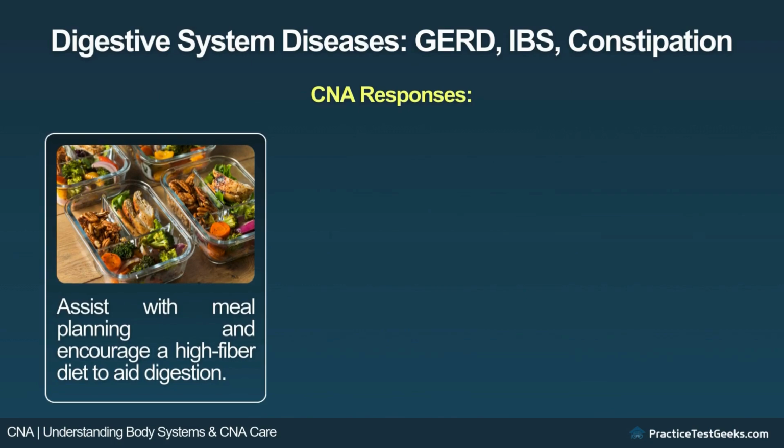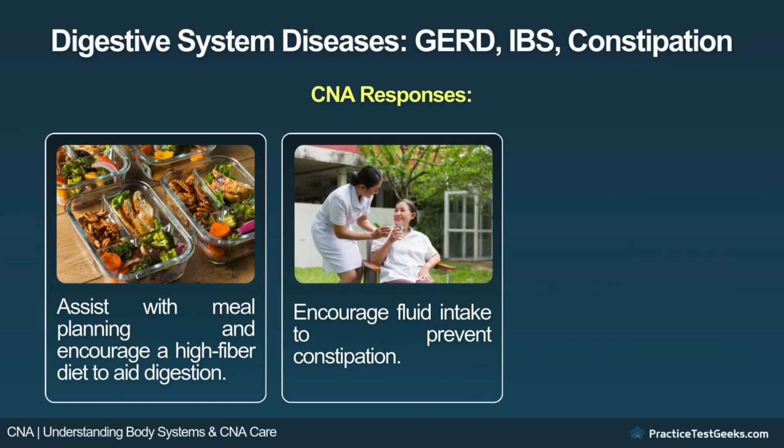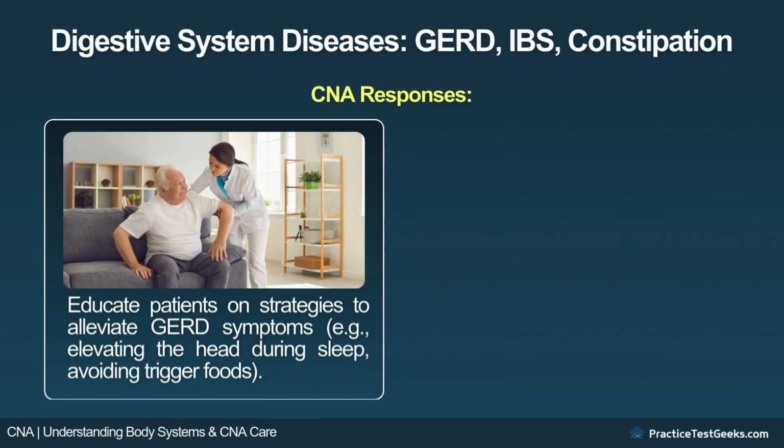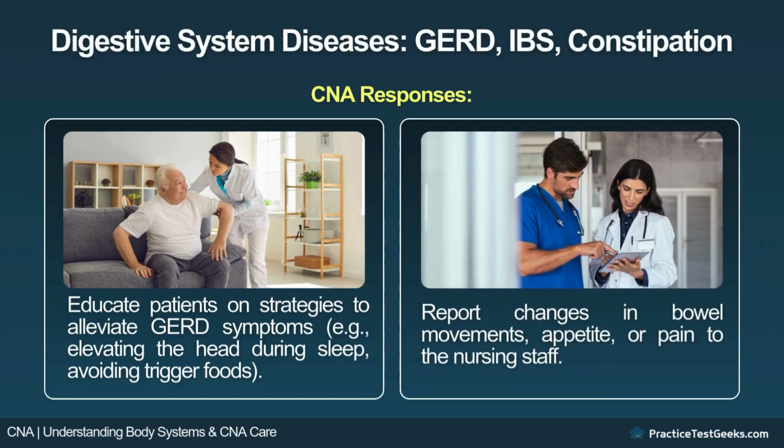CNA responses: encourage a high-fiber diet and proper meal planning. Promote adequate fluid intake to prevent constipation. Assist patients with prescribed medications and monitor effectiveness. Teach strategies to reduce GERD symptoms, like elevating the head during sleep and avoiding trigger foods. Report any changes in bowel habits, appetite, or abdominal pain to the nursing staff. By understanding these digestive conditions and responding properly, CNAs help maintain patient comfort and prevent complications.